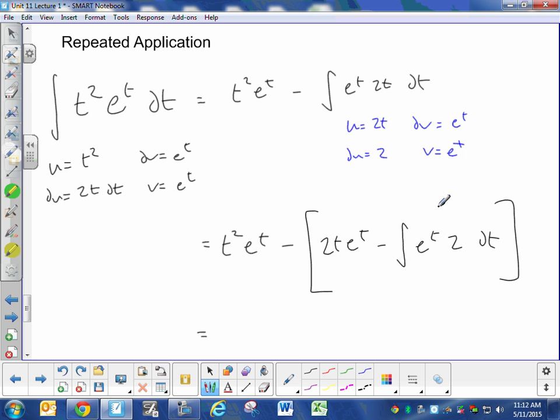Antiderivative of 2e to the t is just 2e to the t. Distribute this negative, you get t squared e to the t minus 2t e to the t plus 2e to the t plus c. Turns out the derivative of that is just t squared e to the t. Or the antiderivative of t squared e to the t is that big mess.